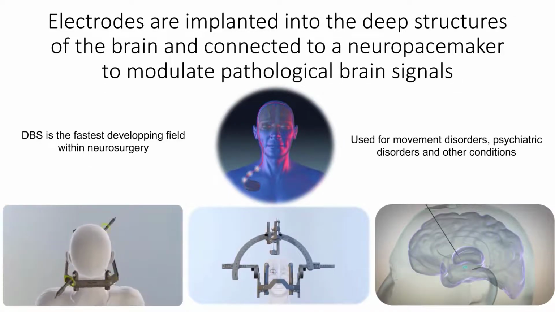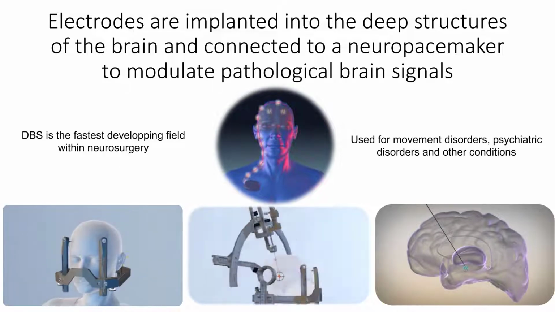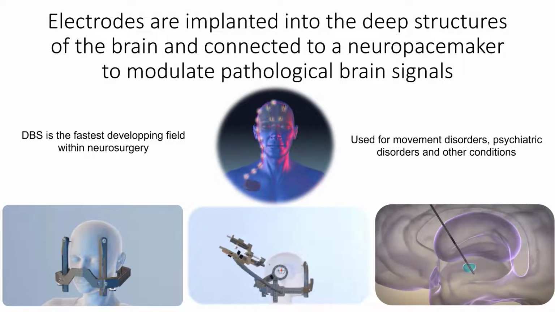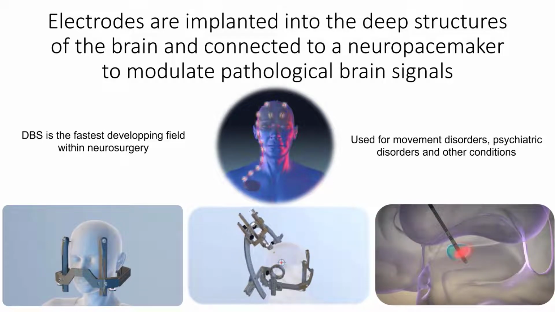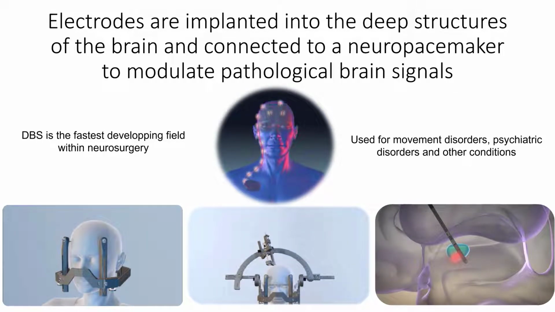In the modern era, lesions have been mainly replaced with DBS. Electrodes, or so-called leads, are implanted into the deep structures of the brain and connected to a neuropacemaker to modulate pathological brain signals. The great advantage of DBS compared to lesions is that stimulation is reversible and that you can modify the stimulation after surgery with regards to effects and side effects. The introduction of DBS has been a success story, and we have seen a dramatic expansion of indications, targets and techniques, with more than 200,000 patients operated worldwide and with more than 15,000 scientific papers on PubMed.